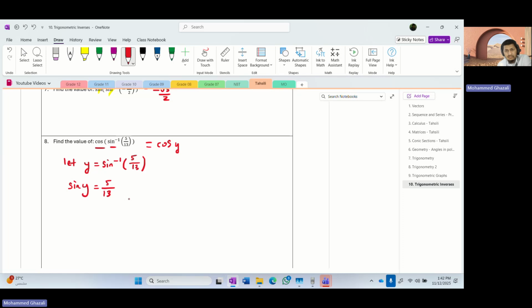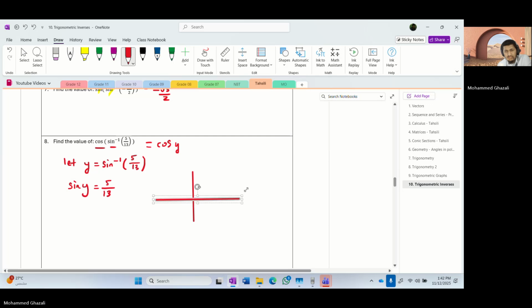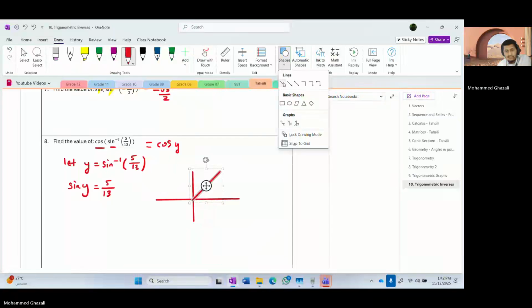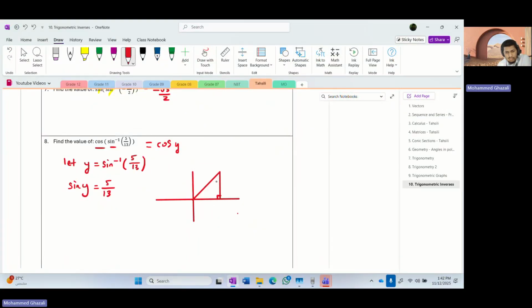We draw a right triangle in the first quadrant. So we have 5 and 13. 5 is the opposite, 13 is the hypotenuse, so the adjacent is 12. Pythagorean triples, or you can use the theorem of Pythagoras: square root of 13 squared minus 5 squared, square root of 169 minus 25, square root of 144, which is 12.